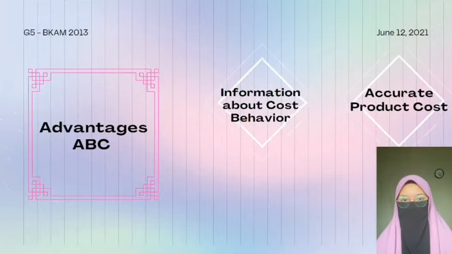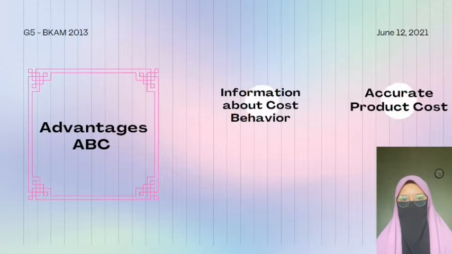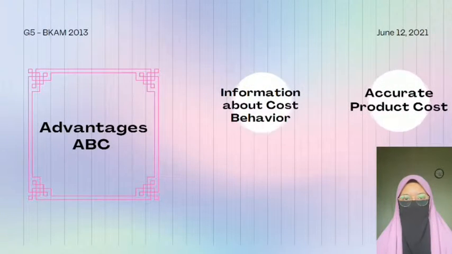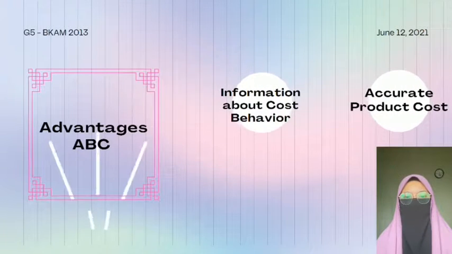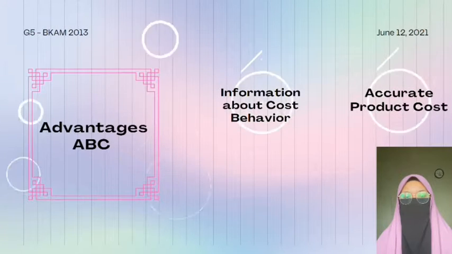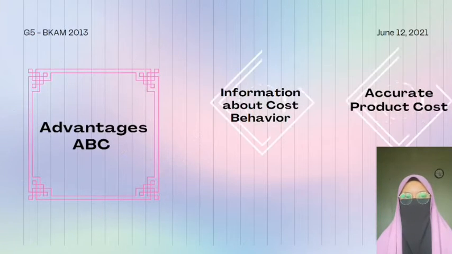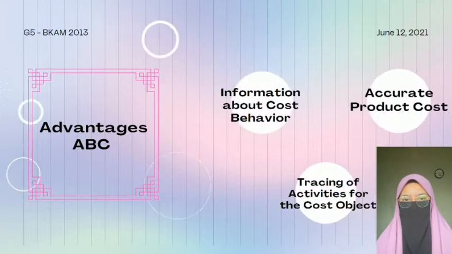Okay, the second one is information about cost behavior. ABC identifies the true nature of cost behavior and contributes to cost reduction and the identification of activities that add value to the product. With ABC, managers may control several fixed overhead expenses by controlling the actions that resulted in these fixed overhead expenses. This is achievable because the behavior of many fixed overhead expenses is now more observable and transparent.